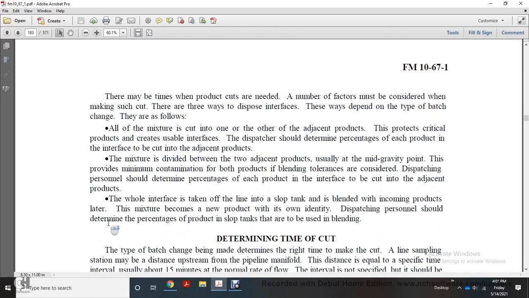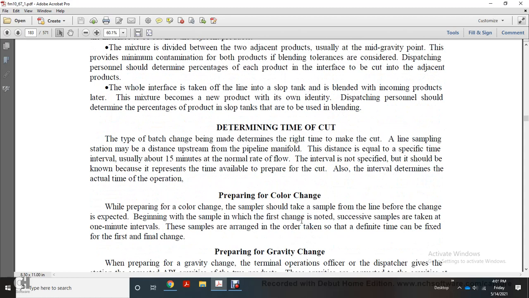The dispatching personnel should determine the percentage of each of the product interface to be cut into adjacent products. The whole interface is taken off the line into a slop tank and is blended with the incoming product, and the mixture becomes the new product with its own identity. Dispatching personnel should determine the percentage of the product slops from the slop tanks that are to be used in blending.